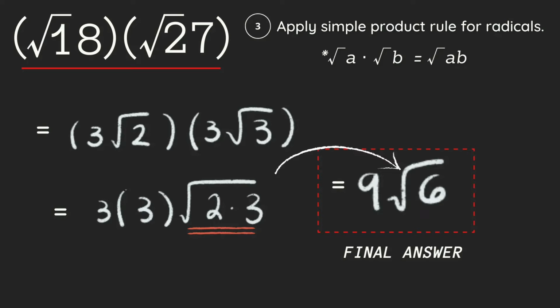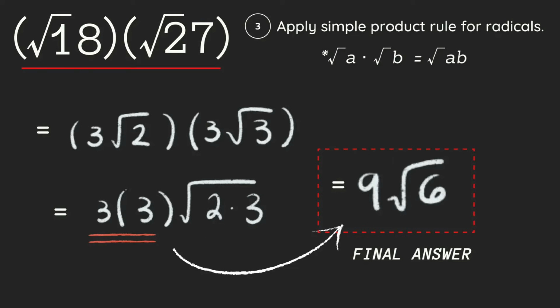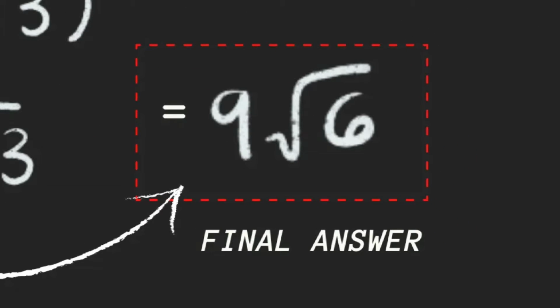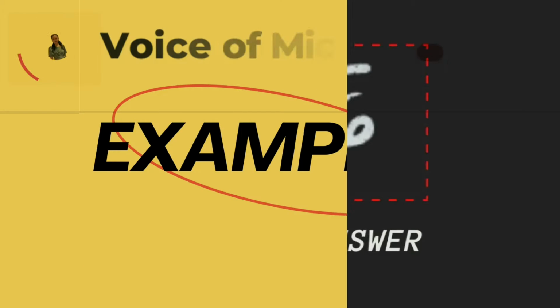Inside the radical, we'll multiply 2 with 3, which is 6, and we'll have the square root of 6, which cannot be simplified further. For the coefficients, we'll also multiply them, so 3 times 3 is 9, so the radical's coefficient will be 9. The final answer would be 9 square root of 6.